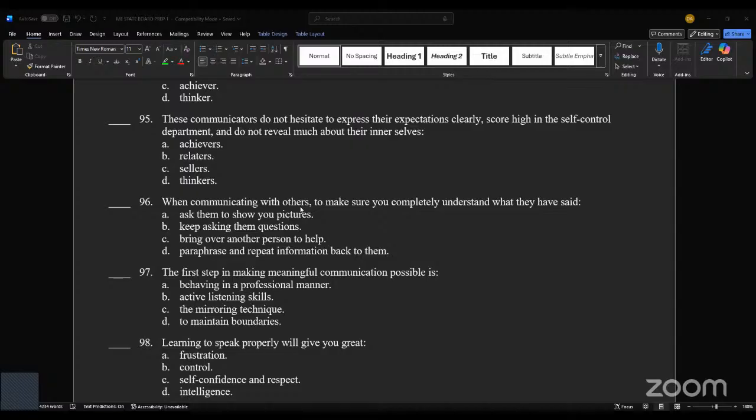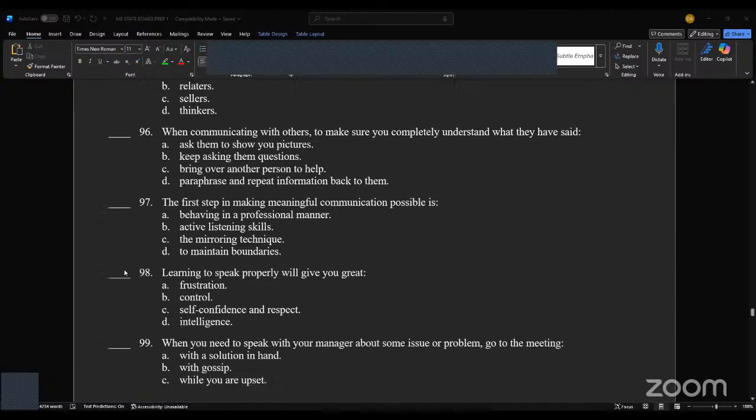This is also a reflective listener. Okay. 96 is D. 97, the first step in making meaningful communication possible is behaving in a professional manner, active listening skills, the mirroring technique, and maintain boundaries. 97 is A, behaving in a professional manner. The first step in making meaningful communication possible, you got to behave in a professional manner.